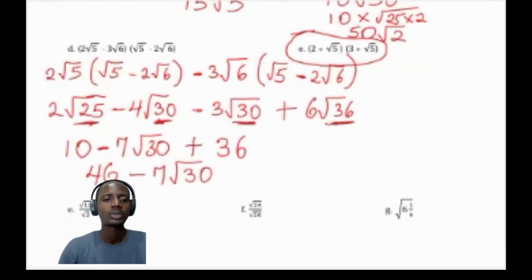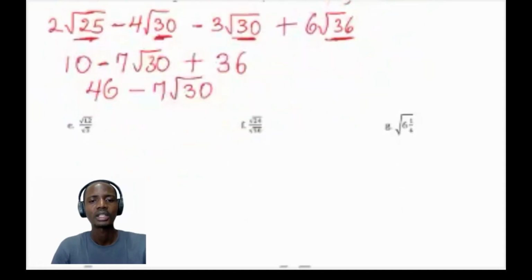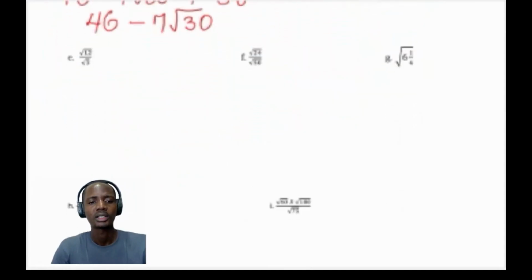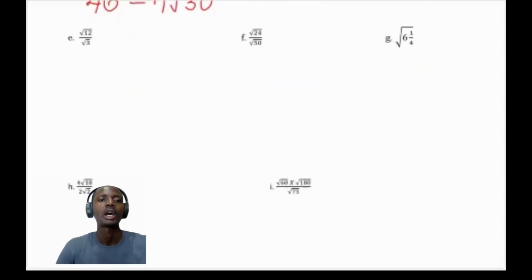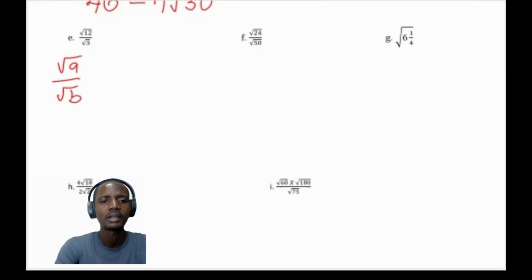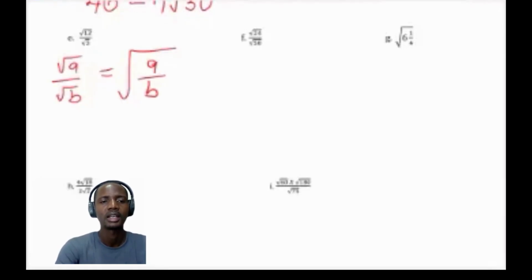All right, so with that, we can now talk about the division of surds. Division of surds. It's actually very, very simple. Right. Now I'm going to be using the rules we looked at earlier. Root 12 divided by root 3. Recall, root A over root B is equal to root A over B, right? So I can have root 12 over 3.